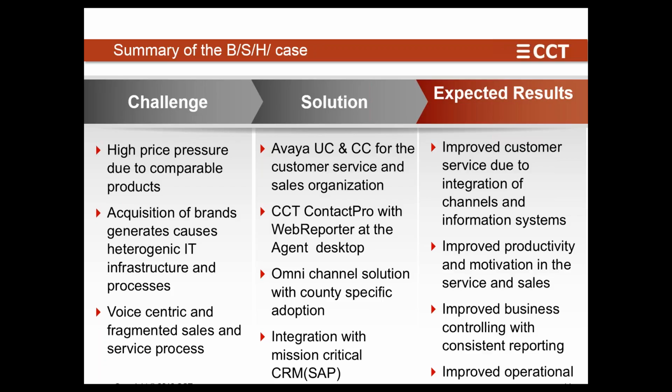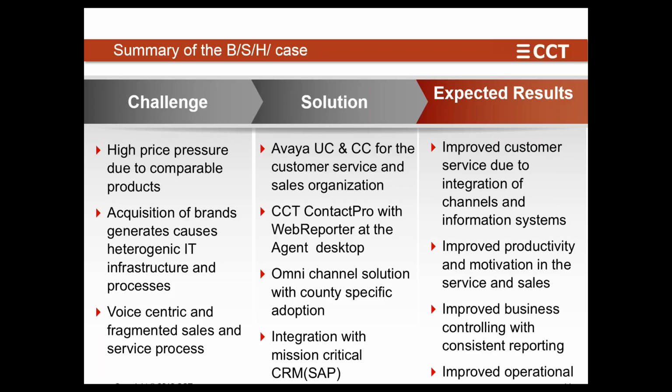I would like to speak about what I would consider a typical case. It's a company in the household industry called Bosch Siemens Hausgeräte, and it's a mid-sized customer for Avaya with 30,000 UC users, 2,000 Elite voice agents, and today 450 non-voice agents.